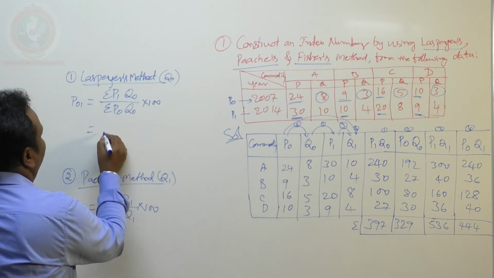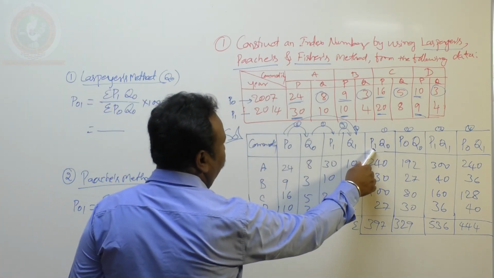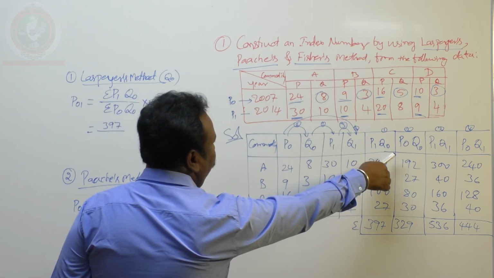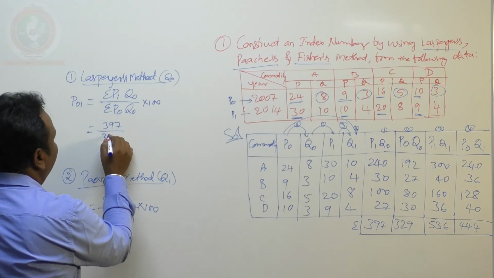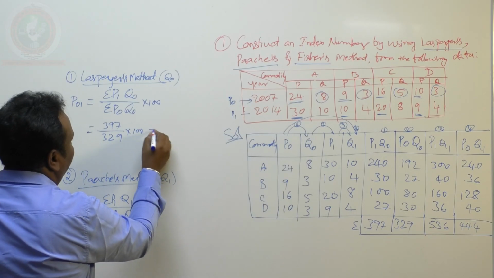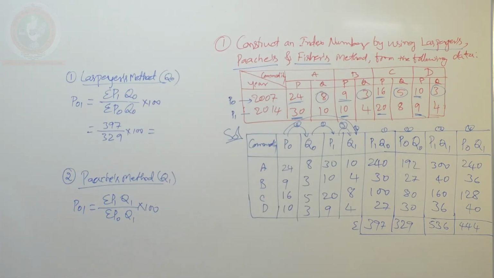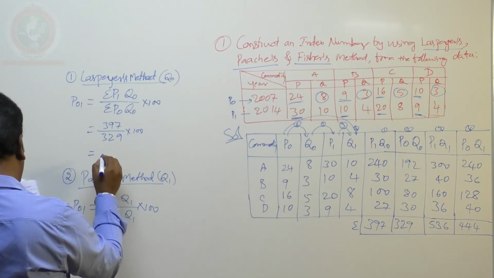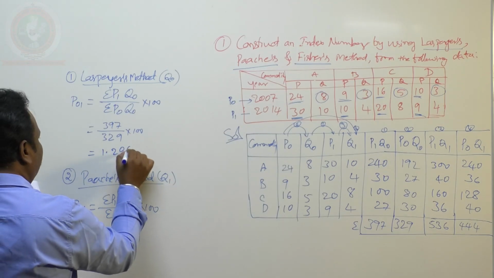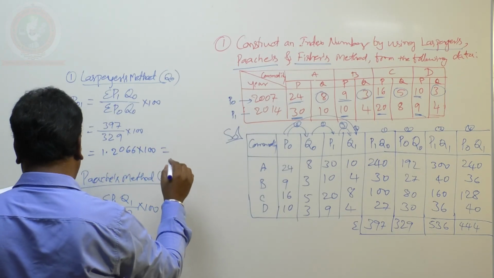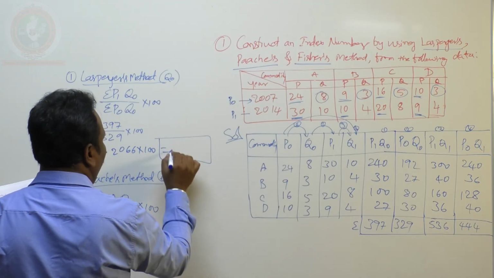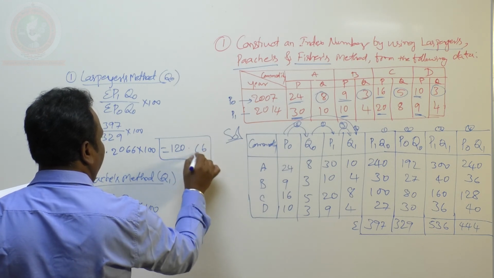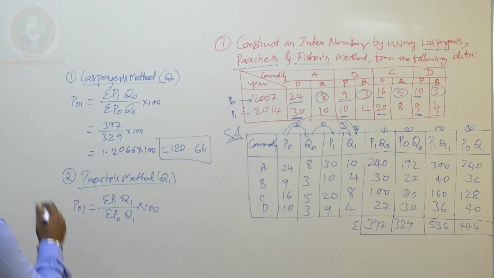Now, sigma P1 Q0 is 397 divided by sigma P0 Q0, which is 329, into 100. Simplified, we get 1.2066 into 100. Finally, multiplying by 100, that is 120.66, the index number under Laspeyres' method.